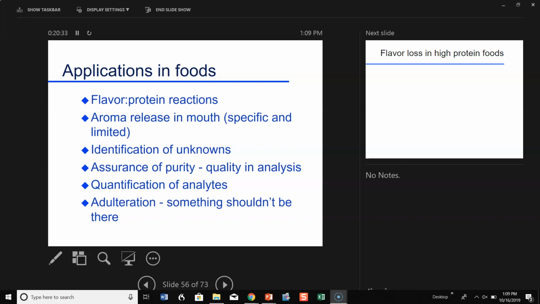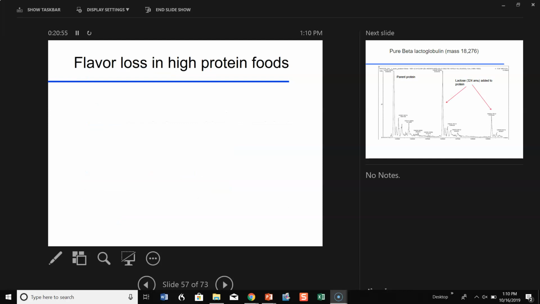So it's basically this example. We'll show an example of aroma released in your mouth when you eat. Look for identification of unknowns, a little bit of an example there. Assurance of purity, adulteration as well. So we'll give an example of each of these and how mass spectrometry is used in each of these applications.